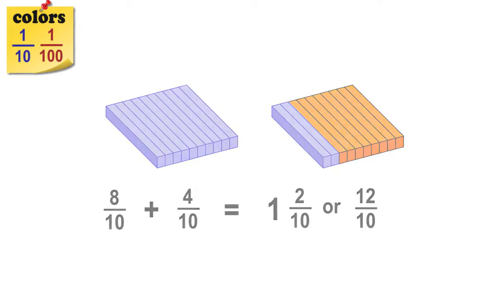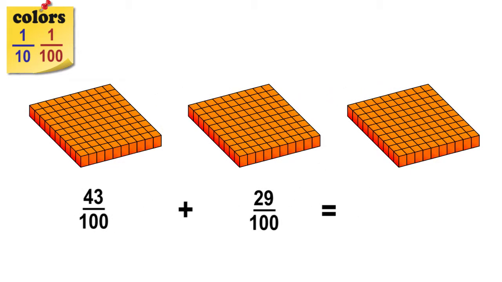The next equation asks for the sum of 43 hundredths and 29 hundredths. Since we are now working with hundredths, we will shade our diagrams in red. Following similar steps as before, we will first shade 43 hundredths. Now that we have 43 hundredths shaded, we need to shade an additional 29 hundredths. 43 hundredths added to 29 hundredths is 72 hundredths.